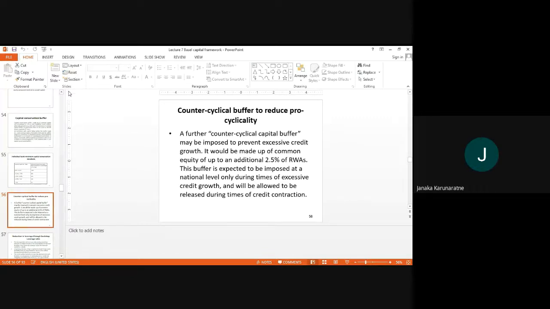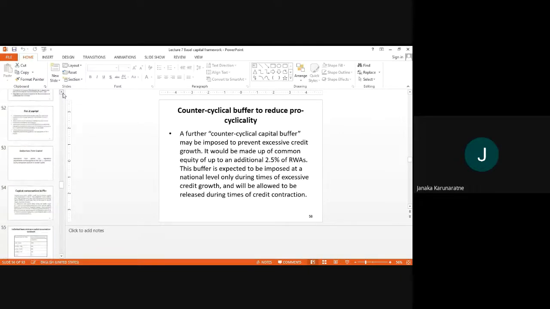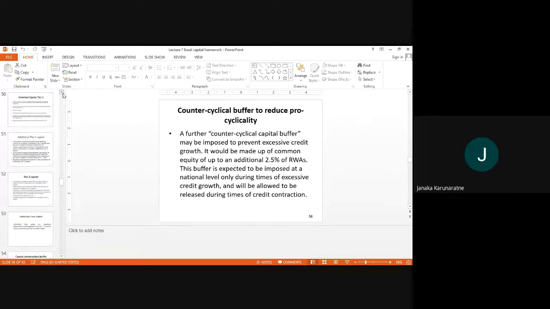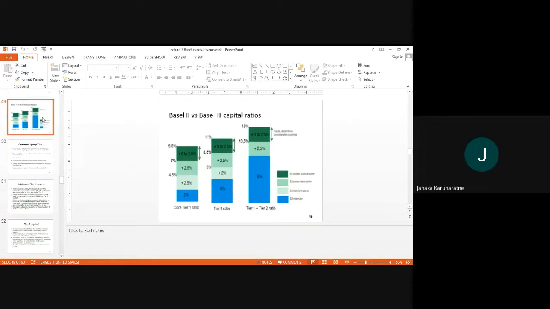So let me move on to the original chart, which I want to show you. I said I will explain it later. Can you see the chart? Yes, sir. Okay. So look at common equity tier 1 capital. Now, under normal circumstances, what is the common equity tier 1 requirement?